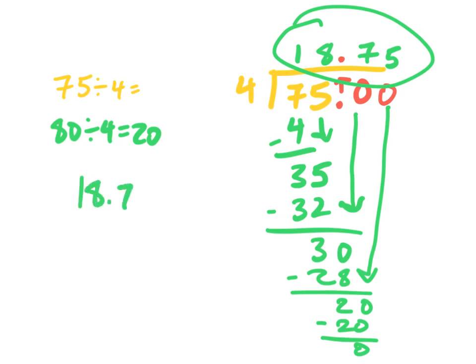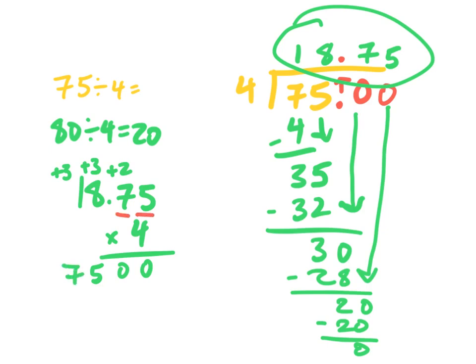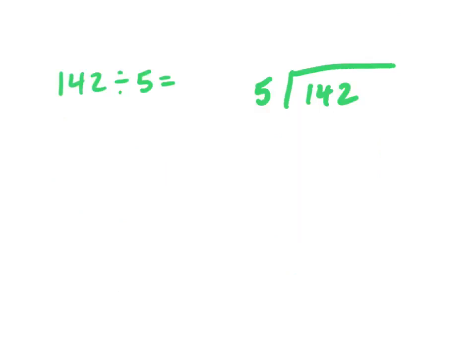If I wanted to, I could do the inverse operation and multiply this times 4 and see if I get back up to 75. See, 4 times 5 is 20, so carry the 2. 4 times 7 is 28, plus 2 is 30. I'm going to carry the 3. 4 times 8 is 32, plus 3 is 35. So I'm going to carry the 3. Then 4 times 1 is 4, plus 3 is 7. And then I have to add back the decimal, and I got back to 75 even, which is where I started. So our quotient is 18 and 75 hundredths.